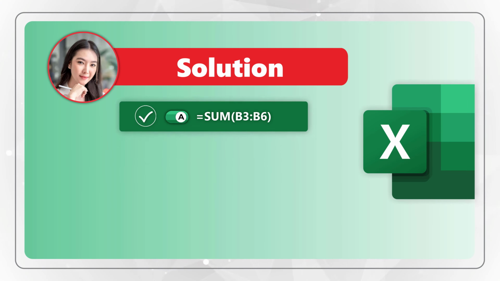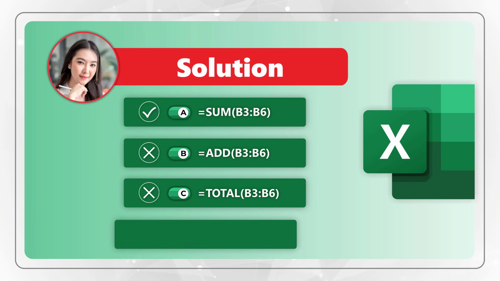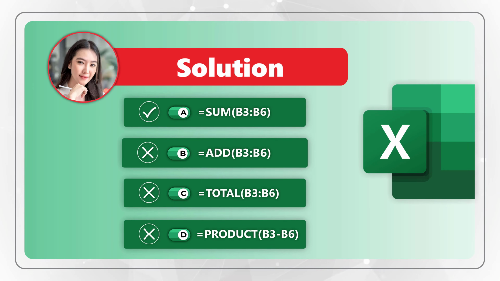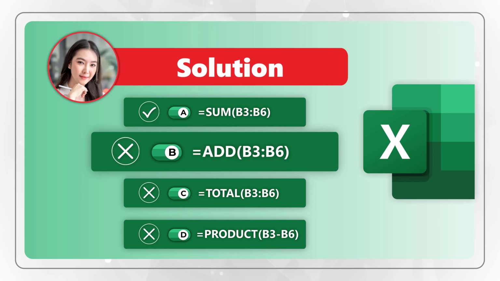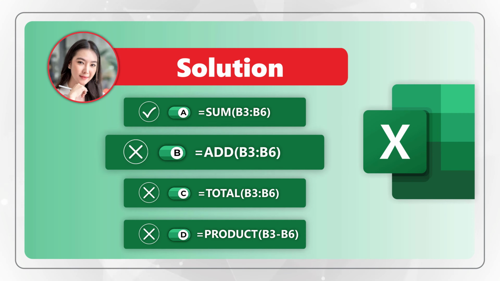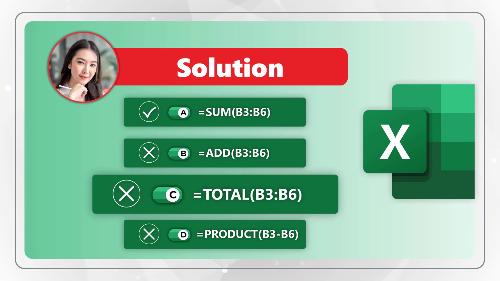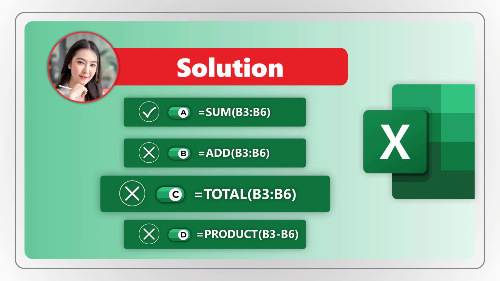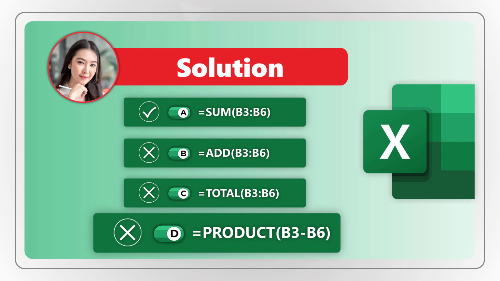Let's look at why other options are incorrect. Option B, add values B3 through B6, is not a valid Excel formula. Option C, total B3 through B6, is also not a valid Excel formula. And choice D, product B3 minus B6, will multiply the values in the range B3 through B6 together, and it will not give you the total sales for 2022.